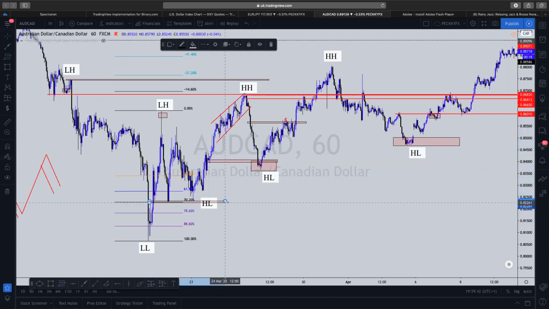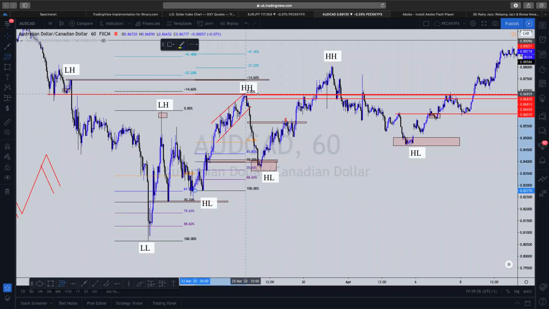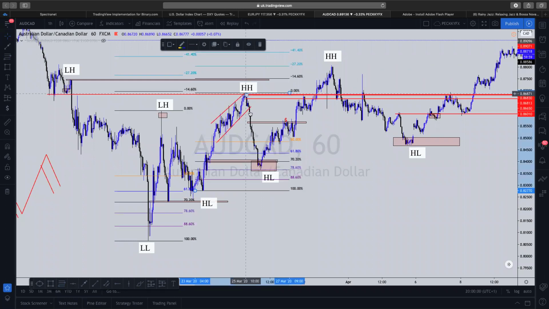Okay, now, this is where the new move started. So you have to put the fib from this point. You put this fib from this point, and this market went up to this point when it was going down. And what happened to the highest point? You see, now it came back to what? Which level again? To around our 70 and 78.6 level.